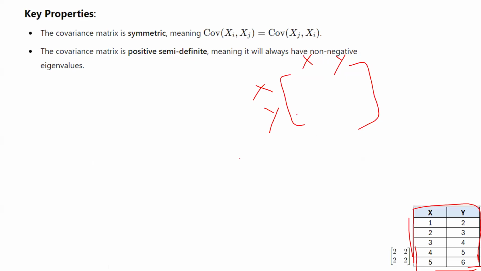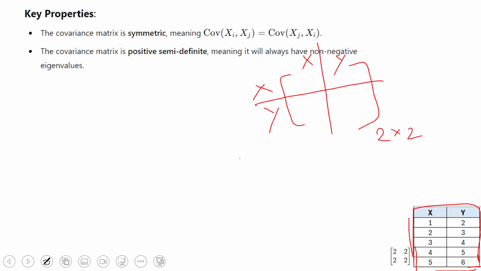Okay, so when you have 2 dimensions, the matrix will always be a 2 by 2 matrix, the number of dimensions by the number of dimensions. This would be the variance along the x-axis, this would be the variance along the y-axis, and this would be the covariance along x and y, and this value will be the same as this value. Now, can you calculate? How do you calculate the variance along the x-axis? What is the formula?